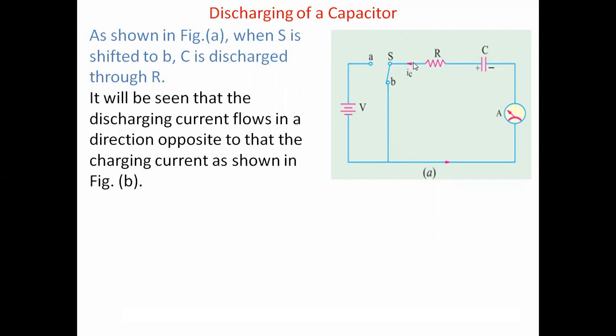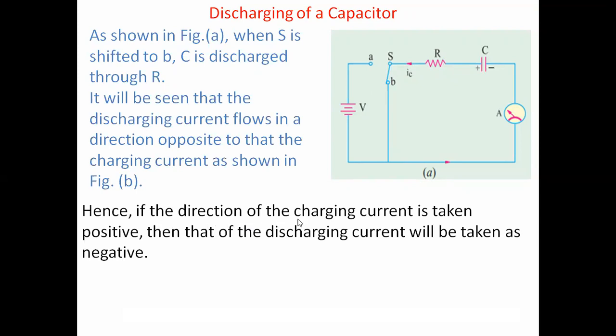This is the current direction. So that is given in this statement. Hence, if the direction of the charging current is taken as positive, then that of the discharging current will be taken as negative. So the charging current is considered positive and the discharging current is considered negative, because both are in opposite directions. That's the reason.